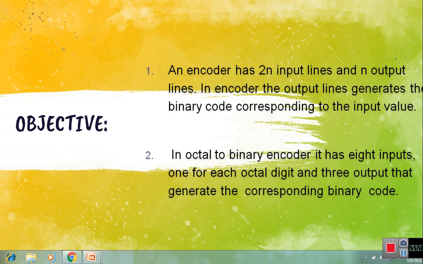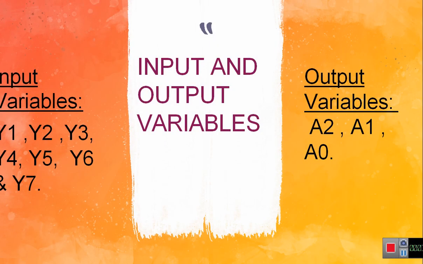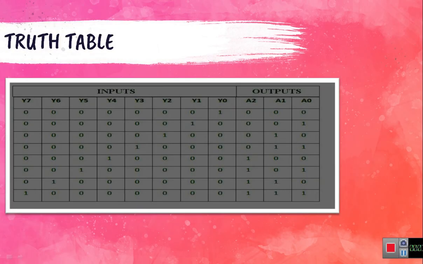Input variables are y1, y2, y3, y5, y6 and y7. Output variables are a2, a1 and a0. And here is the truth table of the encoder.